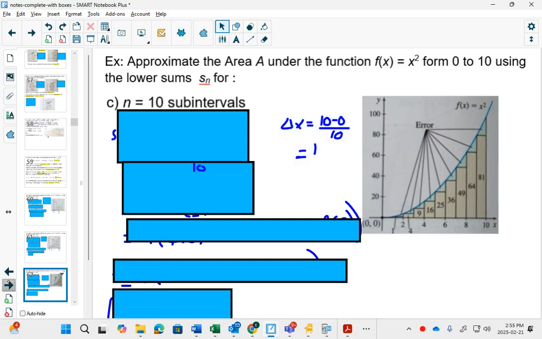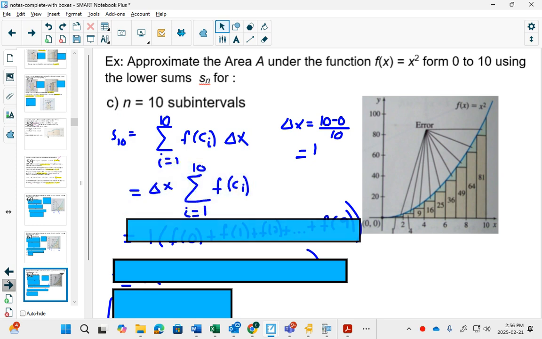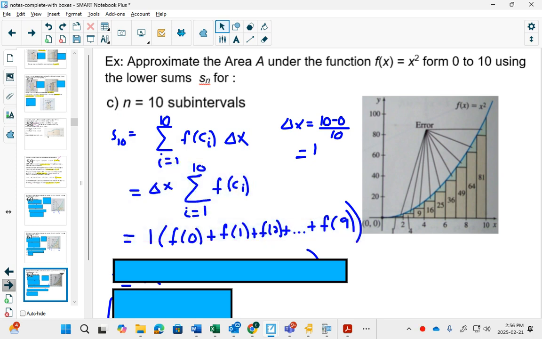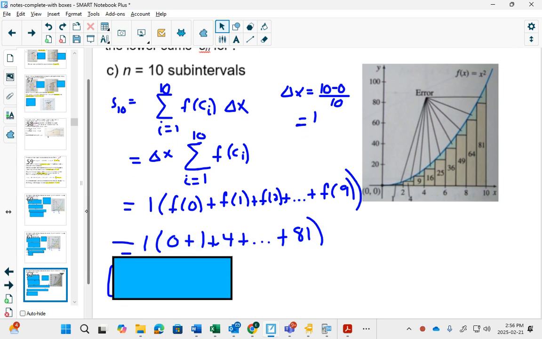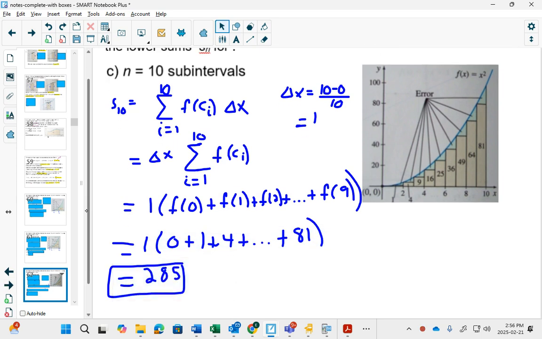Can you see why they call this a method of exhaustion? Because the first one that was terrible wasn't too much work, but it was a terrible estimate. So we would do the same thing, but now we have a sum of 10 things. So we have to figure f of 0, f of 1, f of 2, f of 3, all the way up to f of 9. Figure it out. We're at 285, 300 is still a possibility.